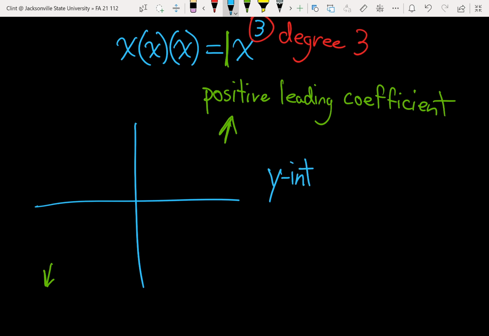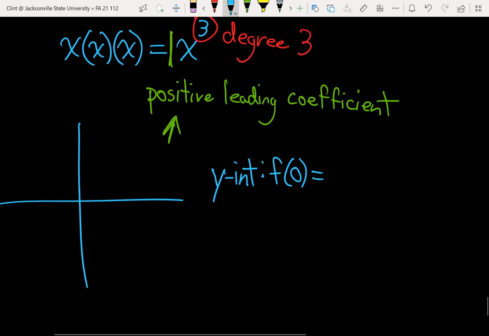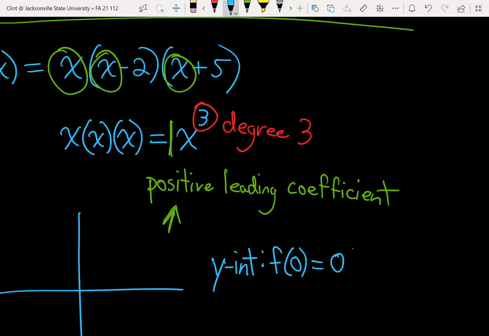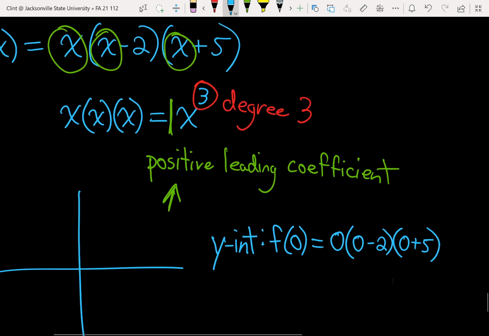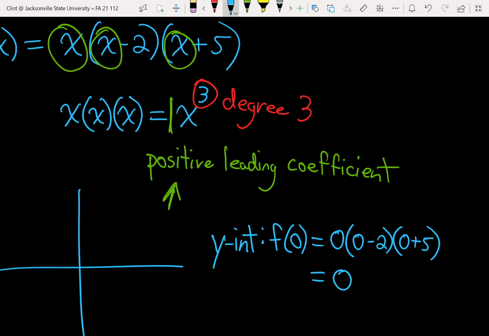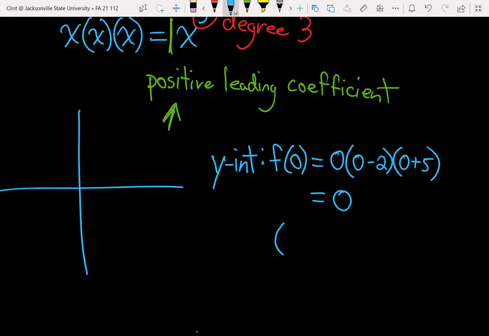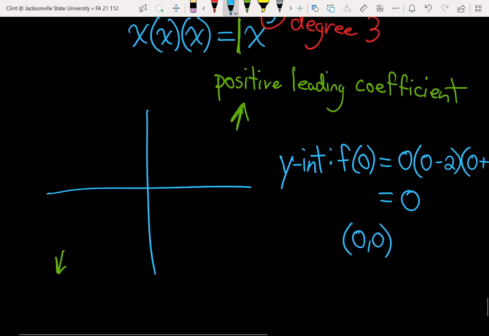The way we get that is we plug in 0 for x. So on this one, we'll have 0 times (0 minus 2) times (0 plus 5). Since that's all multiplied by 0, again, we get 0. So our graph has the point (0, 0) on it again. A lot of these in the assignment do, not all of them, but a lot of them do. That's my y-intercept, I put it on the graph. It's also one of my x-intercepts.